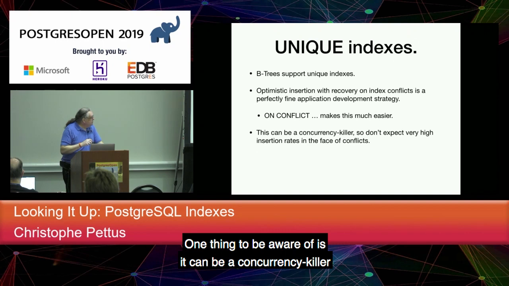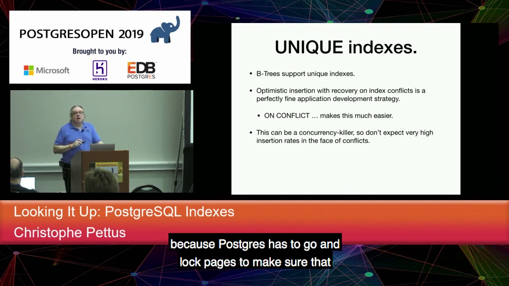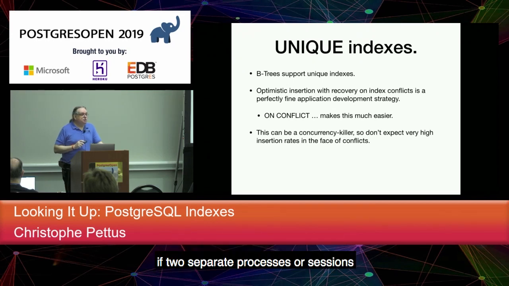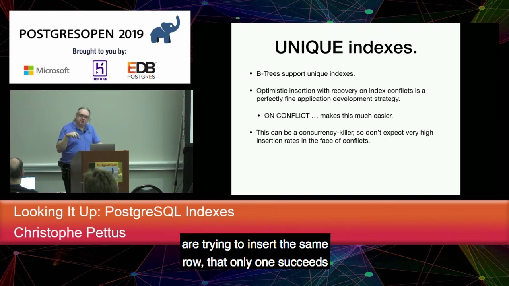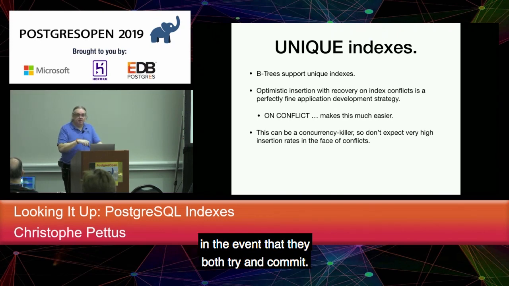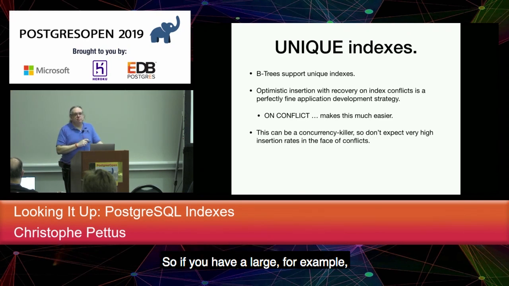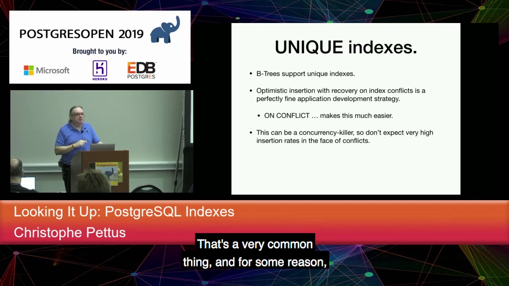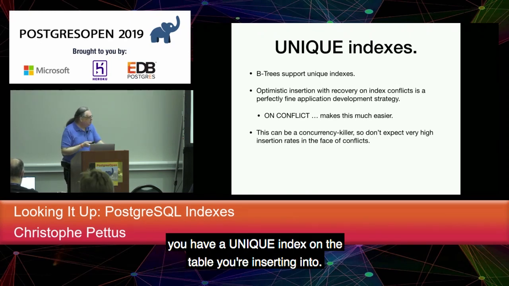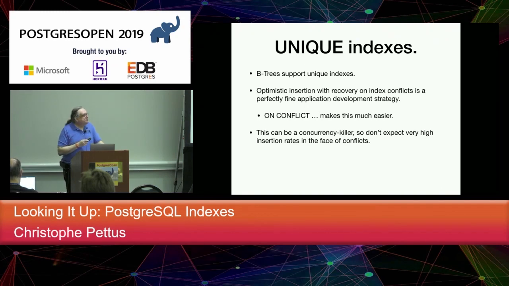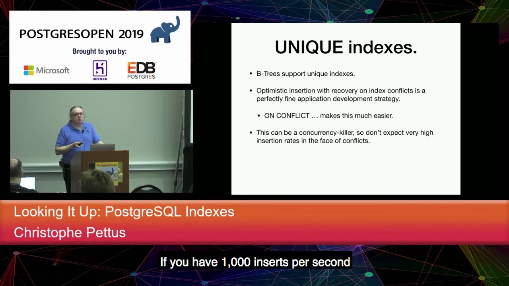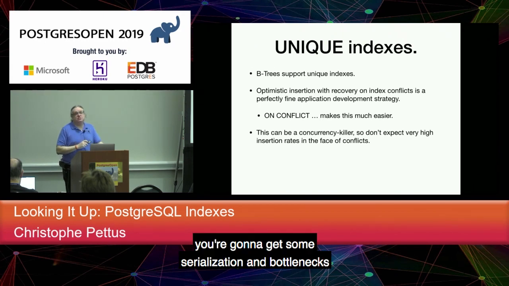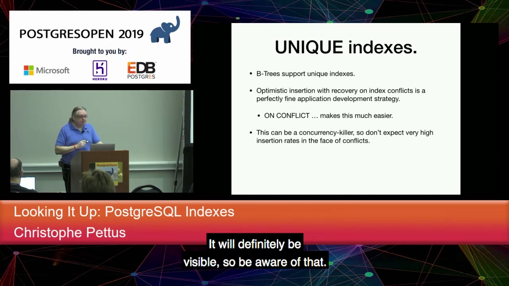One thing to be aware of is it can be a concurrency killer, because Postgres has to go and lock pages to make sure that if two separate processes or sessions are trying to insert the same row, only one succeeds in the event that they both try and commit. So let's say you're collecting sensor data. That's a very common thing, and for some reason you have a unique index on the table you're inserting into. Maybe not the best idea. If you have 1,000 inserts per second and 100 processes doing that, you're going to get some serialization and bottlenecks on this locking. It will definitely be visible, so be aware of that.